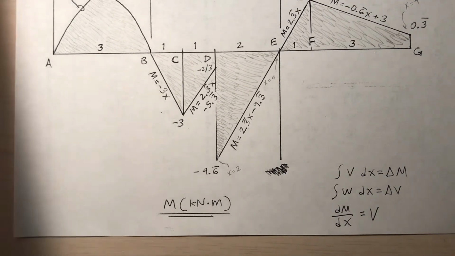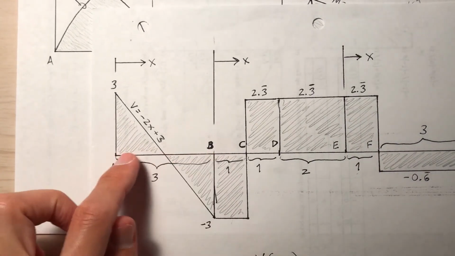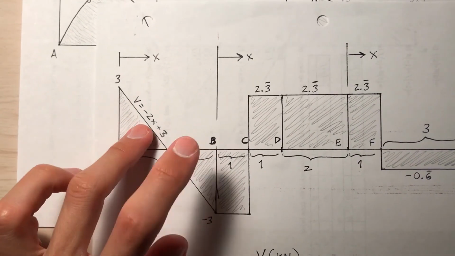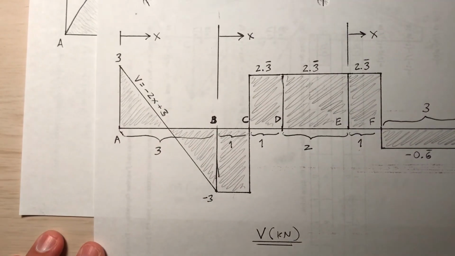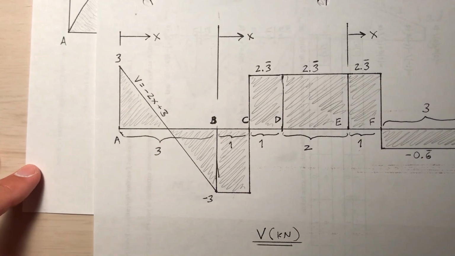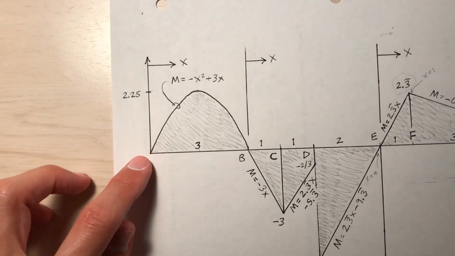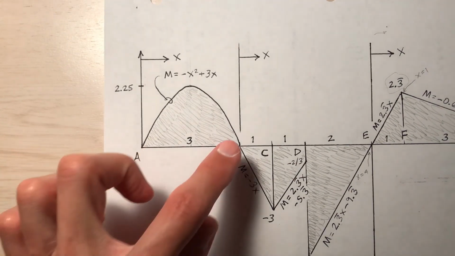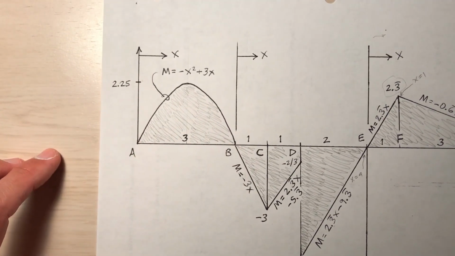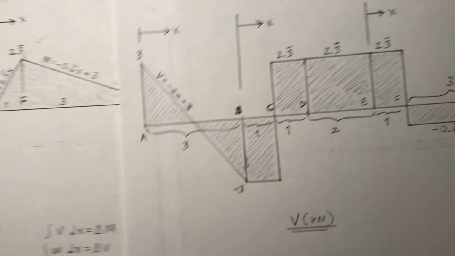So, for example, between A and B, positive area, negative area, they're the same magnitudes. They cancel each other out, meaning that between A and B, there should be a net change in moment of 0, which there is. Starts off at 0, ends at 0. Okay, so that makes sense. The area under the shear is change in moment.